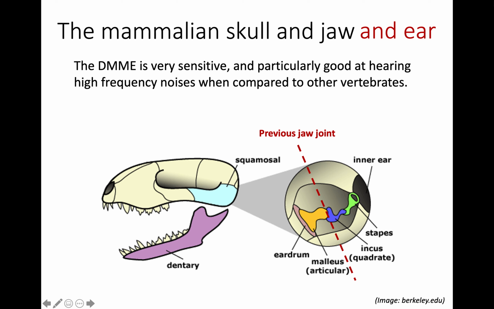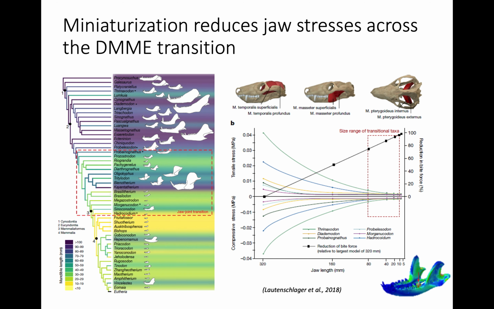So the DMME is extremely sensitive, in particular good at hearing high frequency noises compared to other vertebrates. This is how early mammals would have gotten that acute sense of hearing. There should be a lot more stress on the jaws during the DMME transition, meaning that our ears would not be as good as they are, and they would cause a lot of issues. However, our ear bones have been miniaturized through time. So it's gone under some heterochronic development, and they've been miniaturized, and that really relieves some of that jaw stress.